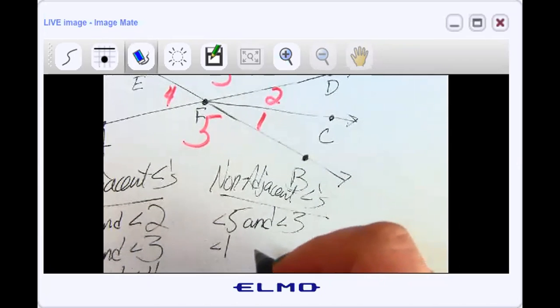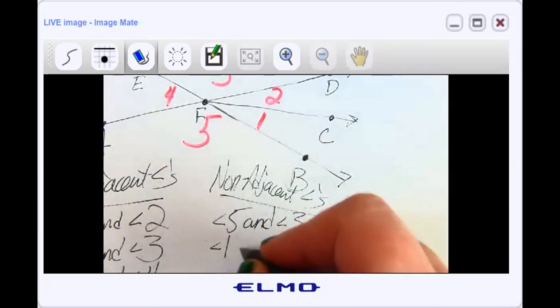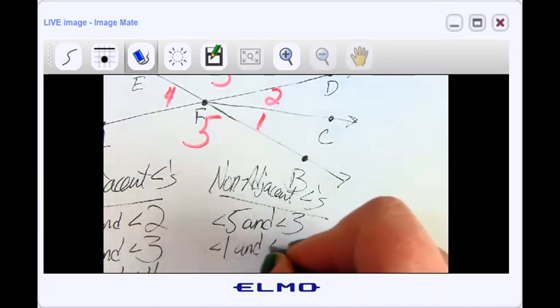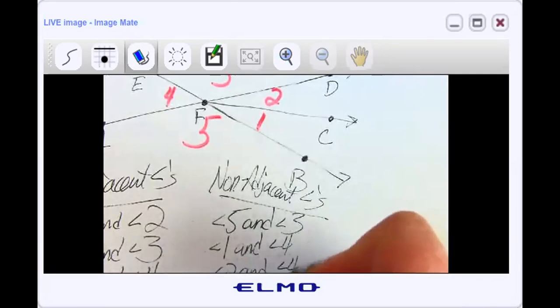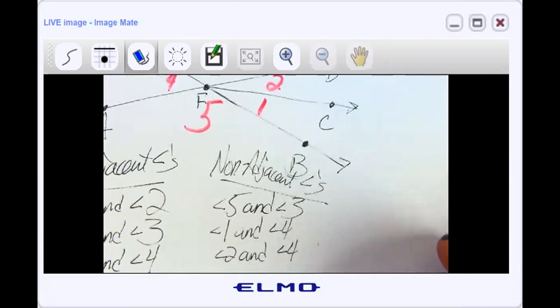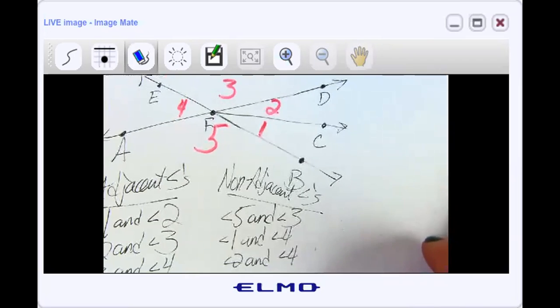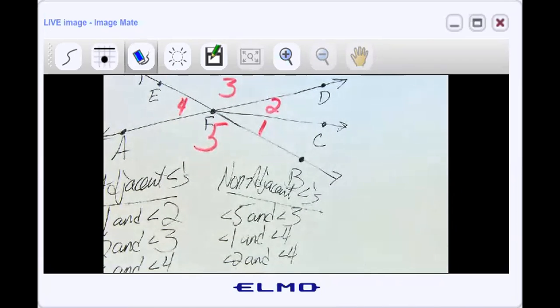Yes, 2 and 4 work as well. Let me put them both. 1 and 4, 2 and 4. Let me zoom out a smidge. Both of those for the same reasons, right? There's tons of them, by the way. There's loads and loads of angles in here that are not adjacent.